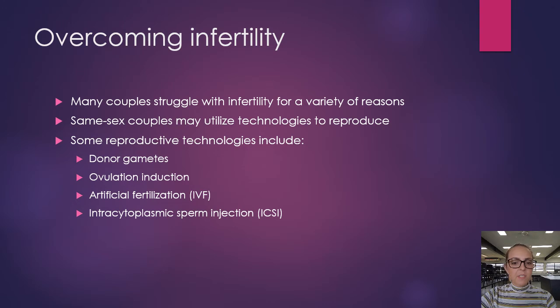So in terms of overcoming infertility, like I said, there are many couples who struggle with infertility, and that can be from things to do with defects in the sperm. It could be that there's something wrong with the female reproductive system, that ovulation mightn't be occurring. As I said before, same-sex couples might need to utilize these technologies to reproduce. The main reproductive technologies involved in this are donor gametes, ovulation induction, artificial fertilization such as IVF, in vitro fertilization, and ICSI, which is intracytoplasmic sperm injection. We're going to go over some of these just to give you an overview of what these reproductive technologies entail.